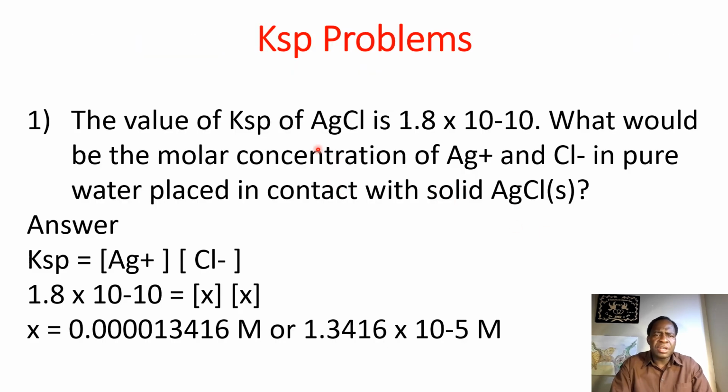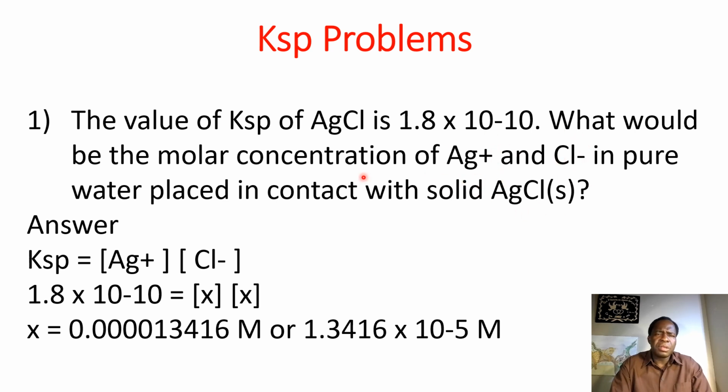Now this slide shows a sample of a Ksp problem that has already been solved. You have the answer of the problem here. The problem itself is about the calculation of the solubility of Ag+ and Cl-, silver ion and chloride ion.